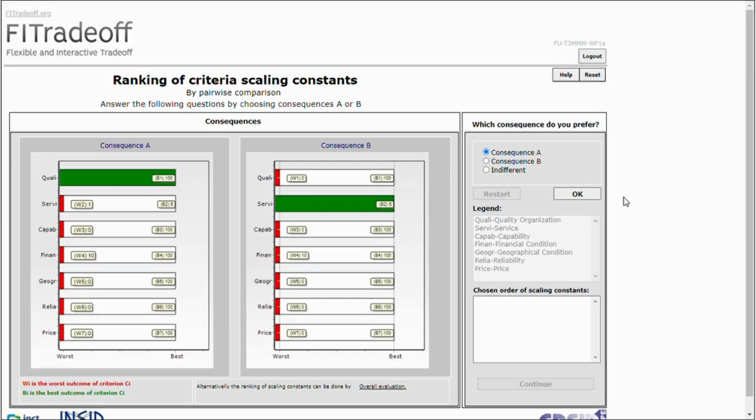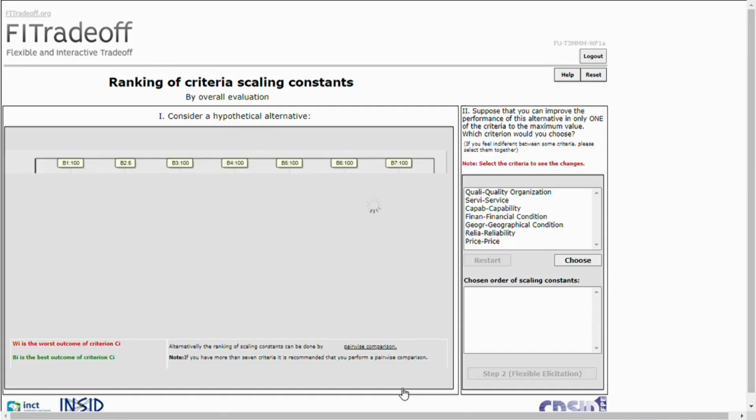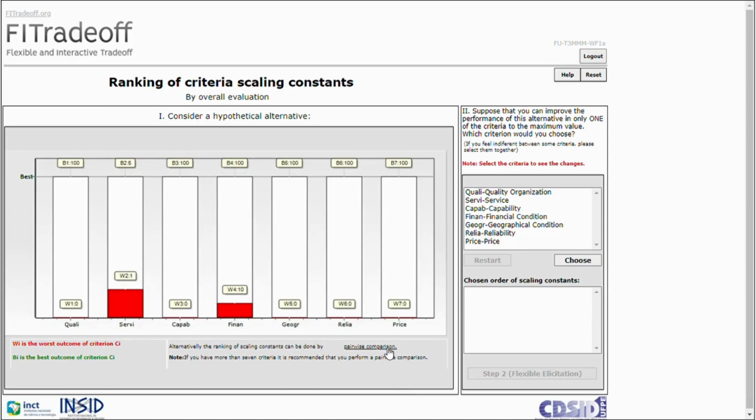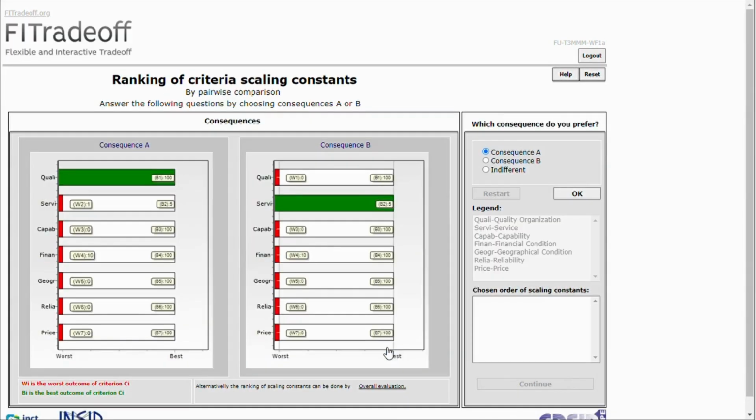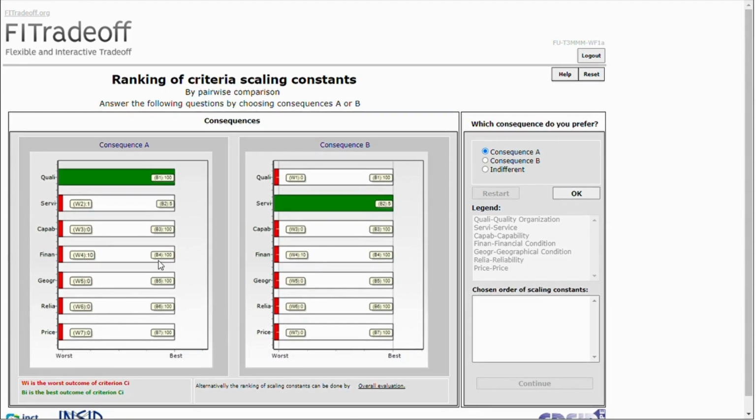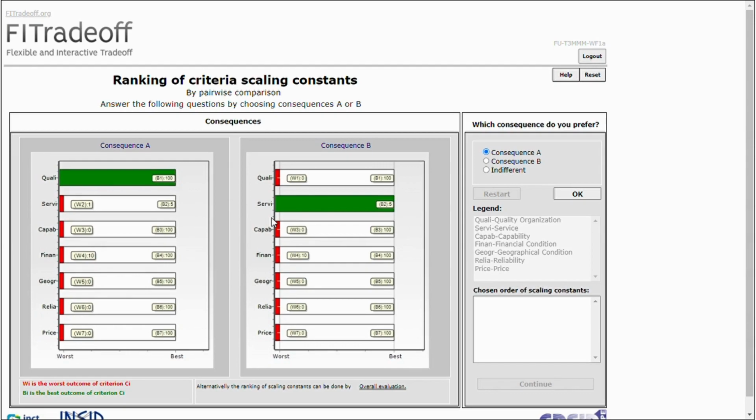In this procedure, the ordering of the criteria scales constants can be done through pairwise comparison and overall evaluation. In the pairwise comparison, consequence comparison charts between different criteria are displayed, and the preferable consequence must be chosen by the decision maker. The first scenario presents a fictitious alternative with the best consequence in one criterion and the worst in the others, while the other scenario shows another fictitious alternative with the best consequence in another criterion and all the others with the worst performance.